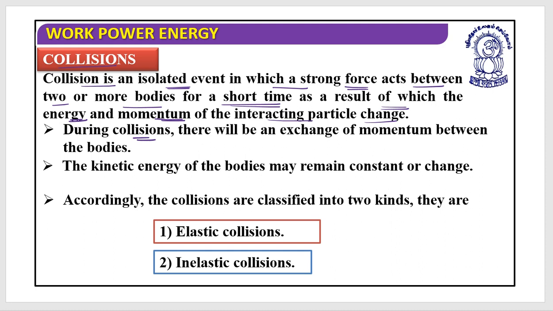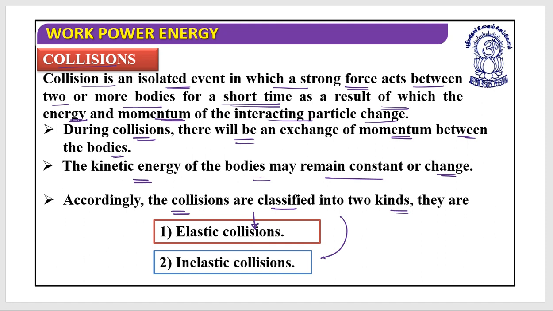So we can say during collisions, there will be an exchange of momentum between the bodies, and the kinetic energy of the body may remain constant or it could change. Accordingly, collisions can be classified into two kinds. So we can divide this into two different sections. One is the elastic collision and another is the inelastic collision.